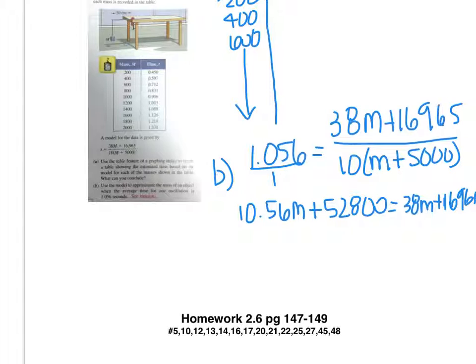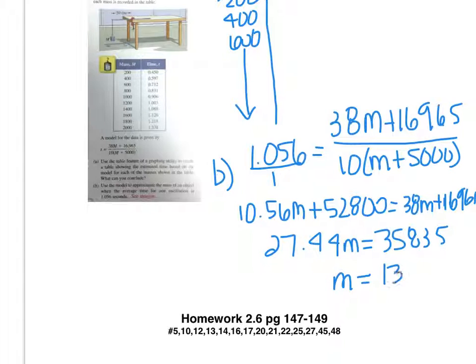So then I'm going to solve by moving my m's to one side and getting my numbers to the other. And when I do that, I get this, 27.44 m equals 35,835. So m equals 1306, I'm going to round to 1306. So that would be the mass that would give me the oscillation time of 1.056. Now if you look on your chart, 1306 falls right there, and so that does make sense because that's about in the range that we would need. And there you have it. That takes care of rational functions for today.